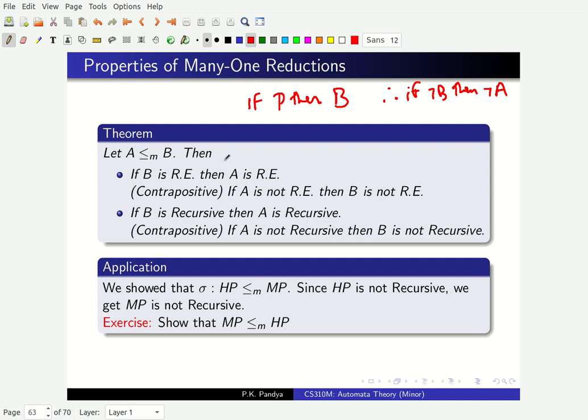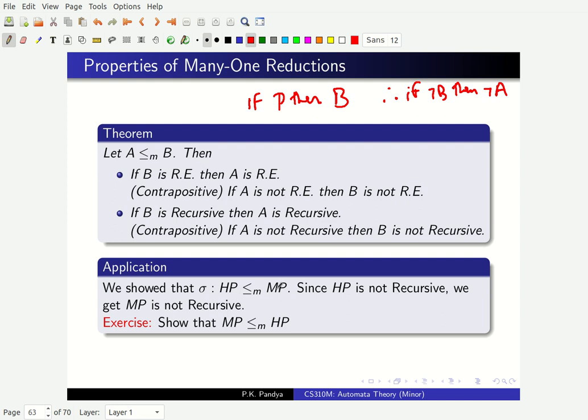So this theorem lets you take some known RE languages and construct some other RE languages from them by many to one reductions, and by taking a language A which is not RE, it allows us to prove that B is not RE, right? Or if A is not recursive, B is not recursive. So this theorem allows us to prove many other languages as RE or not RE or not recursive by such reductions, right? So we show that HP is many to one reducible to MP.